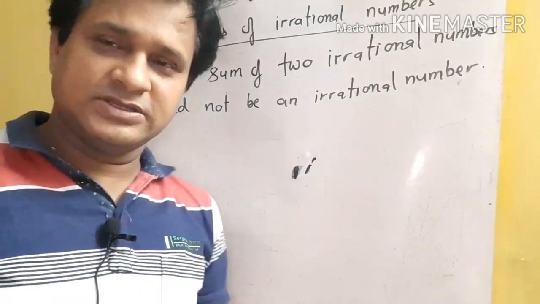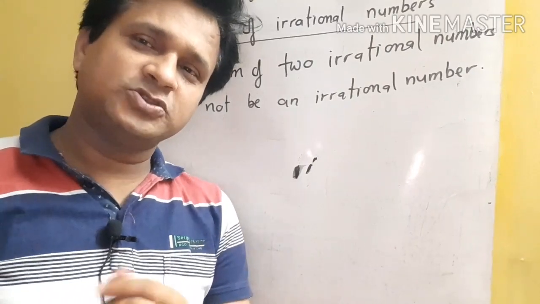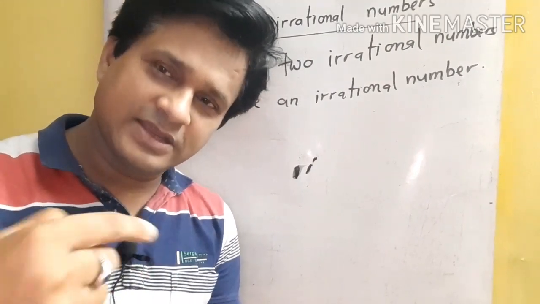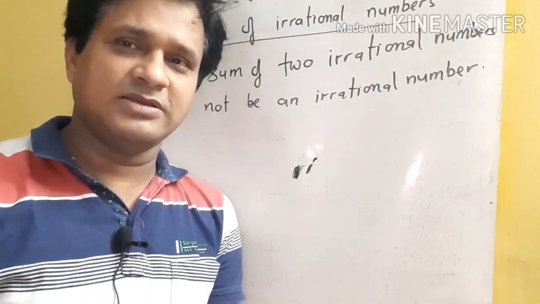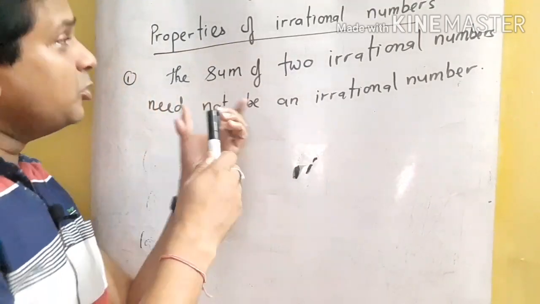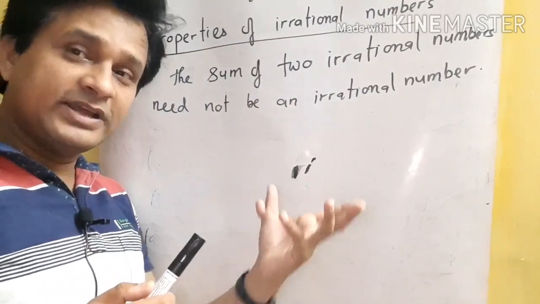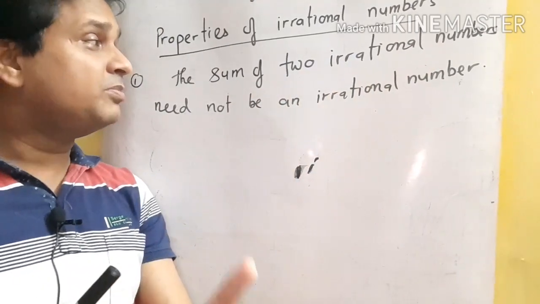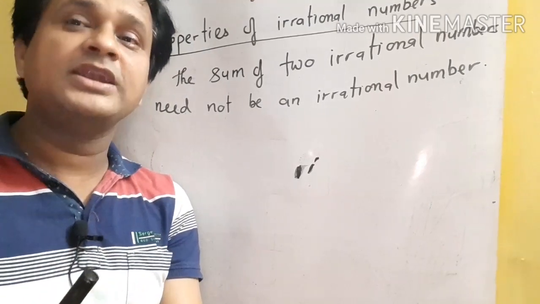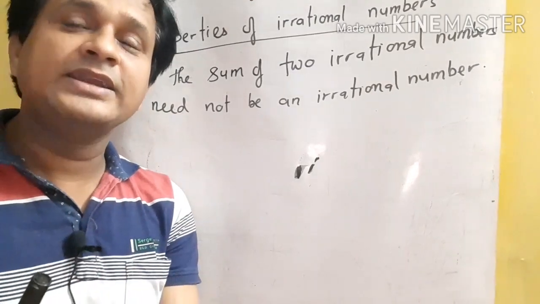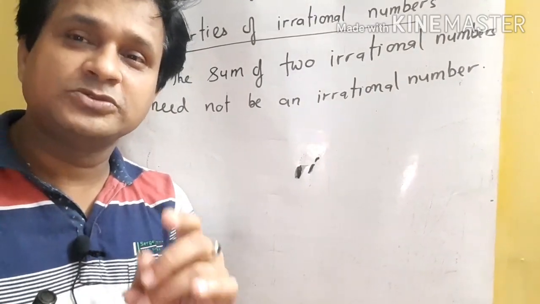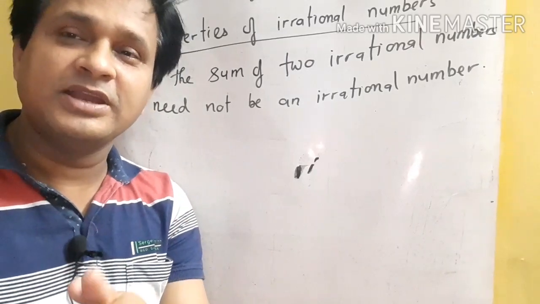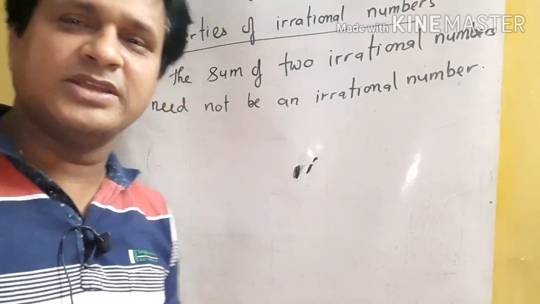In the previous example, I just told you the sum of a rational number and an irrational number is an irrational number. But if both are irrational numbers, then what will their sum be? The sum of two irrational numbers need not be an irrational number. It means that it is not necessary that every time the sum of two irrational numbers will be irrational. Let us take one example.